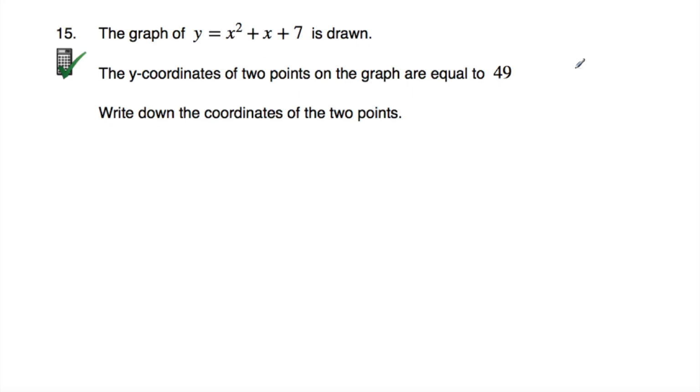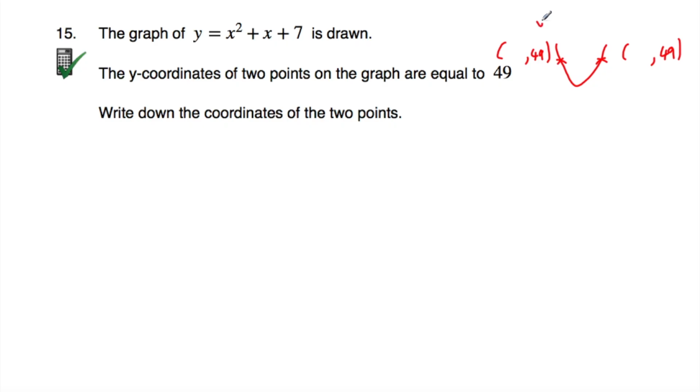Because obviously this is a U-shaped parabola, it must have 2 particular points that have got a height of 49. So there must be this point, something 49, and then this point, which is something 49. So these 2 points have got the same height of 49, and we need to work out what the x coordinates are. We've been asked to write down the coordinates of the 2 points. We need to find these x coordinates.